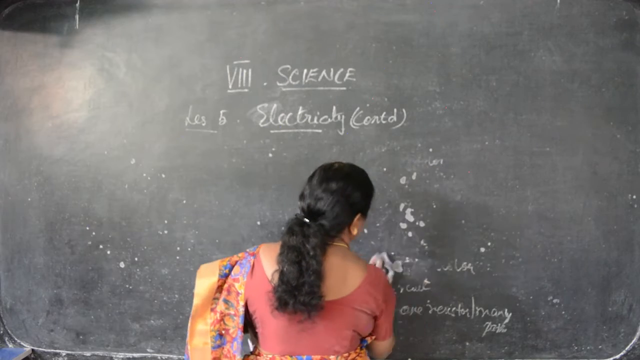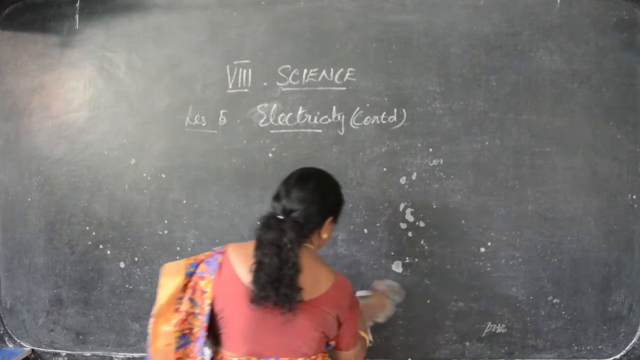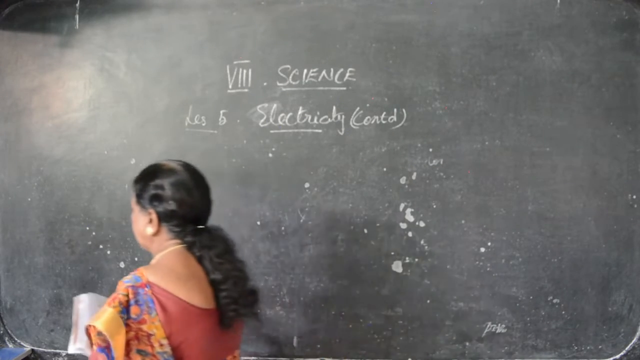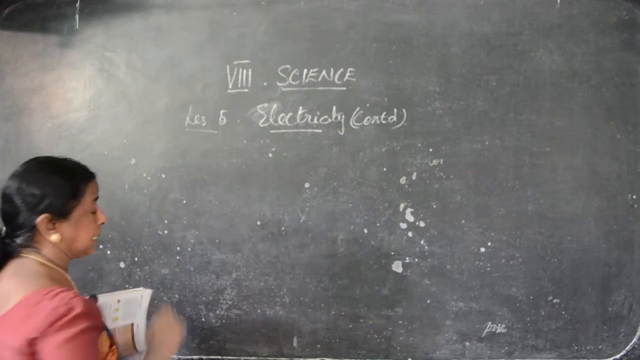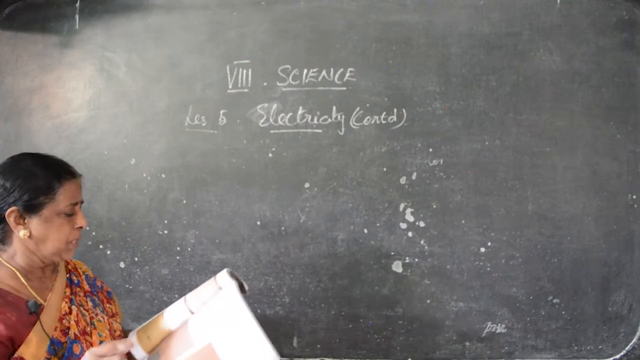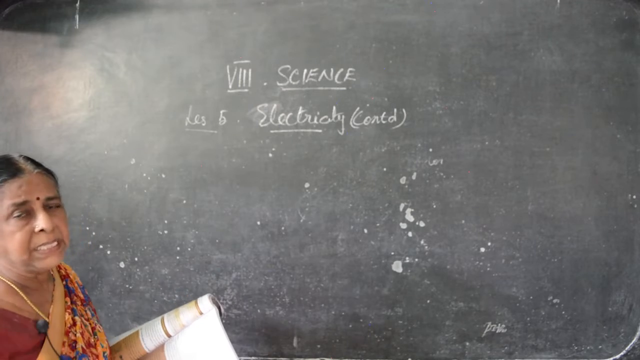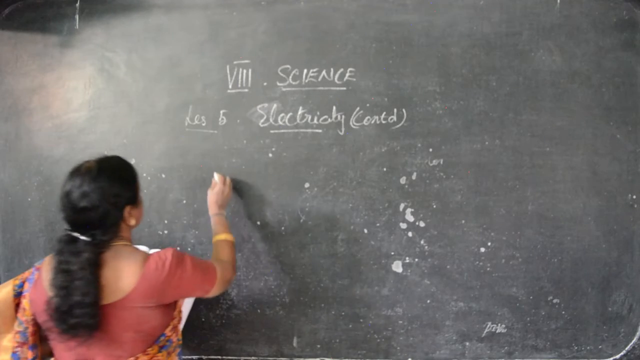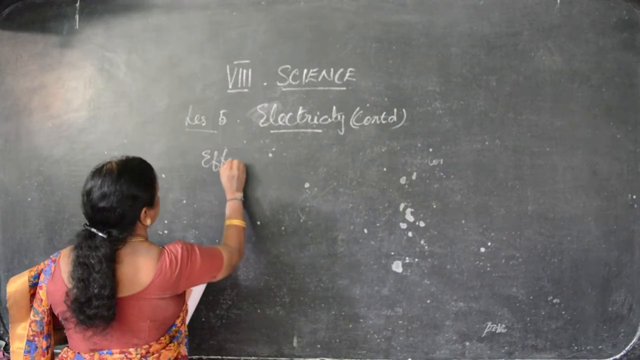Okay, let me go for the other one. There are two kinds of circuit. One is series circuit, other one is parallel circuit. We have seen what are the differences between series circuit and parallel circuit. Now we have to see what are the effects of the current.